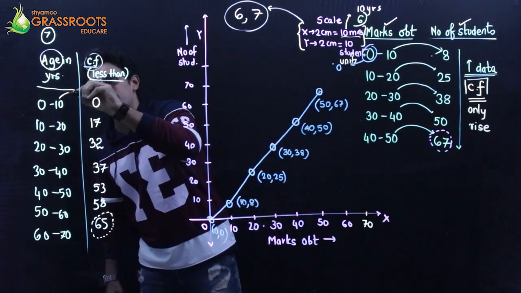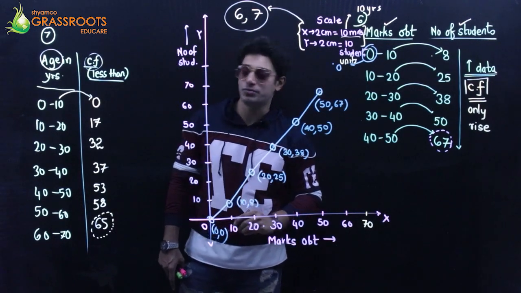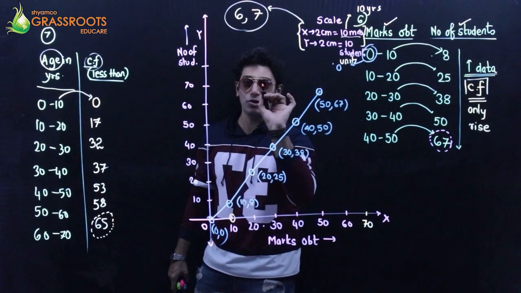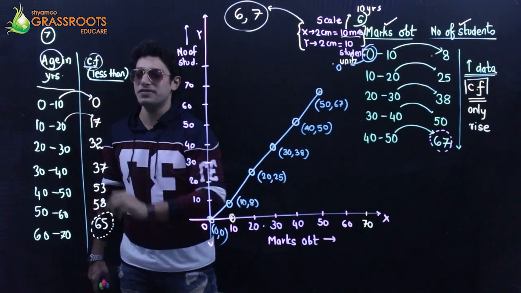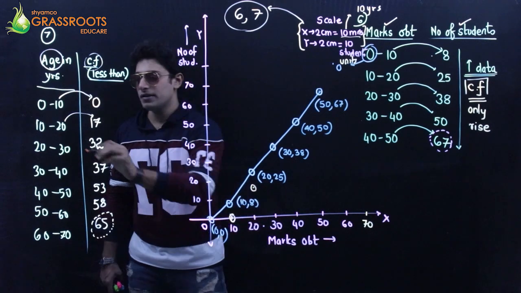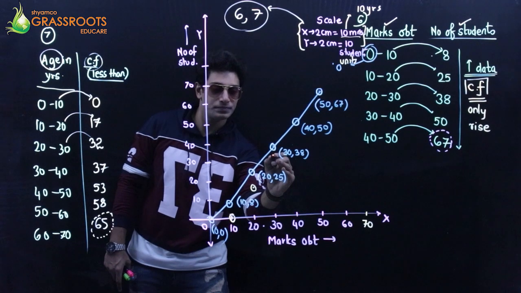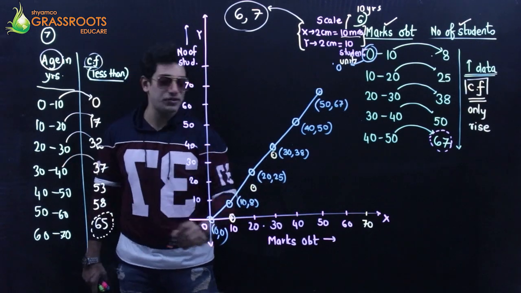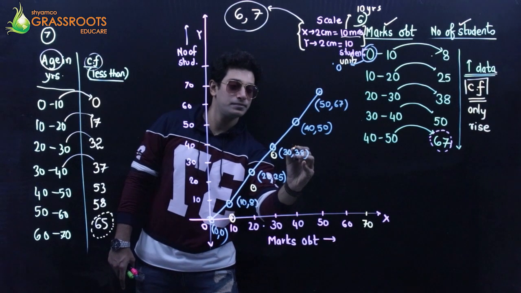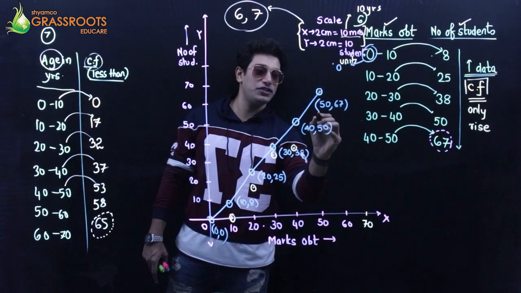The first plot is with 10, we have a 0. It's going to be plotted with orange. With 20, we have 17. With 30, we have 32. With 40, we have 37. With 50, we have 53.